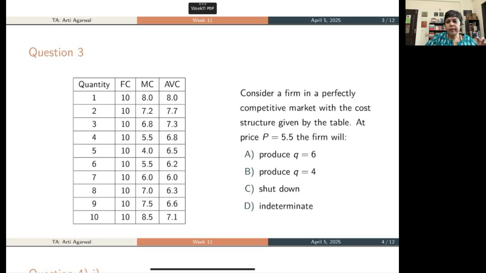So I'm just reiterating the question. You're given the marginal cost, average variable cost, and fixed costs. Quantities are as given, and you are asked what the firm is going to do given this cost structure and the knowledge that market price is 5.5.